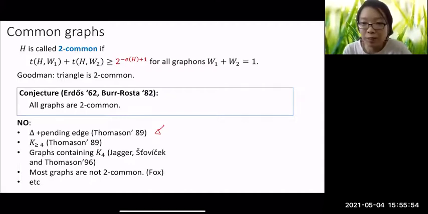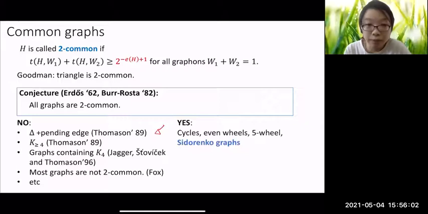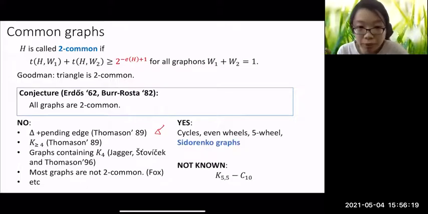So the naming 2-common is actually quite confusing in this sense. Although we have seen most graphs are not 2-common, there are graphs which are 2-common. So for example, cycles, even wheels, and 5-wheels are 2-common. And furthermore, the class of Sidorenko graphs, which I will talk about soon, are also 2-common. Just as a side note, the smallest example which we don't know is K_{5,5} minus a cycle of 10 vertices. So we don't know whether it's 2-common or not. In fact, this is also the smallest example where we don't know whether it is a Sidorenko graph or not.